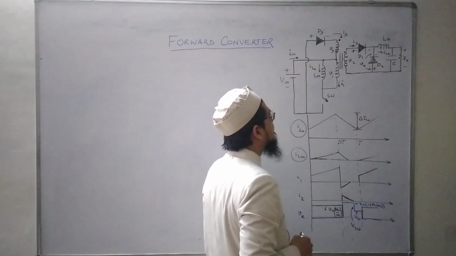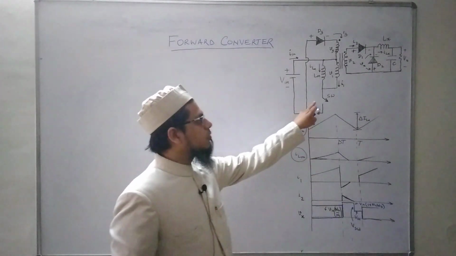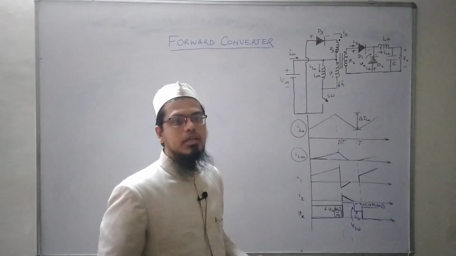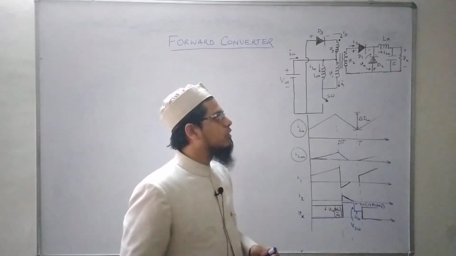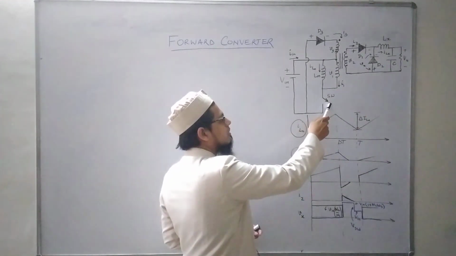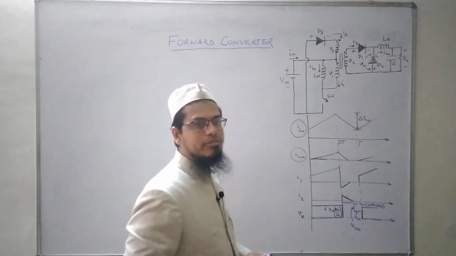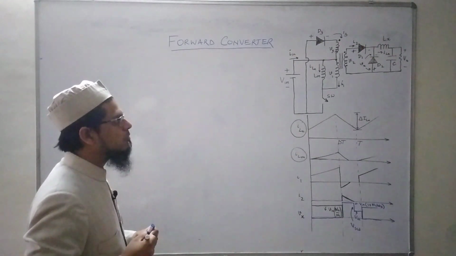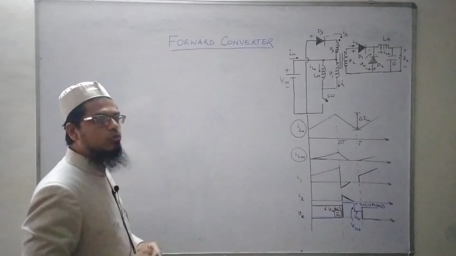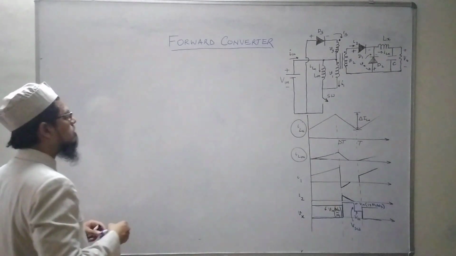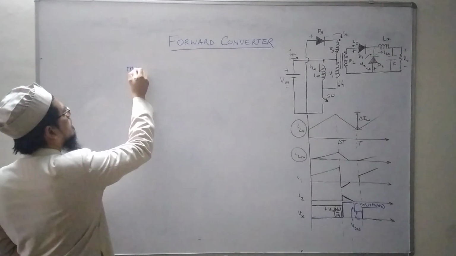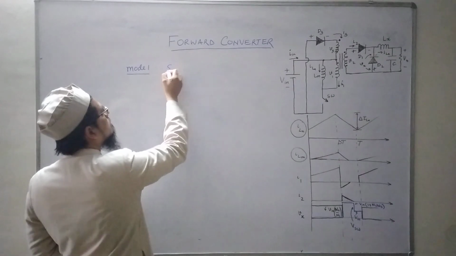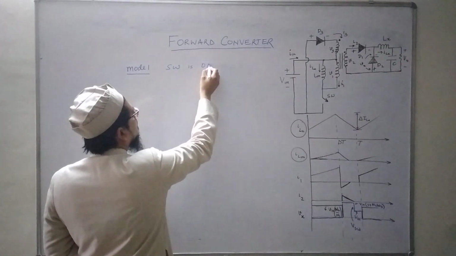Since we have only one switch in this converter, the number of modes of operation would naturally be 2. In mode 1 the switch will be turned on, and in mode 2 the switch is turned off. So let us study this converter by taking up the two modes of operation. We take the first mode, mode 1. In mode 1 the switch SW is on.